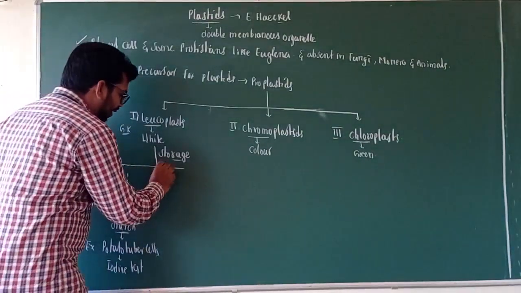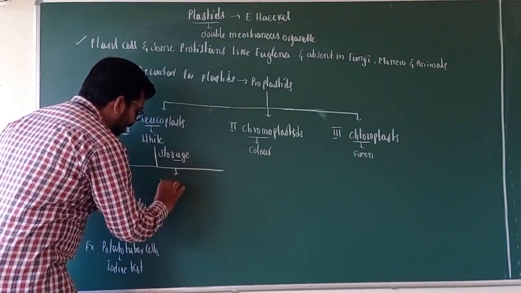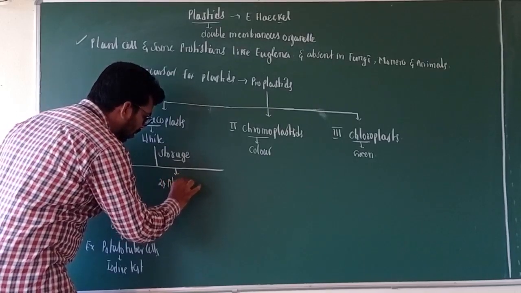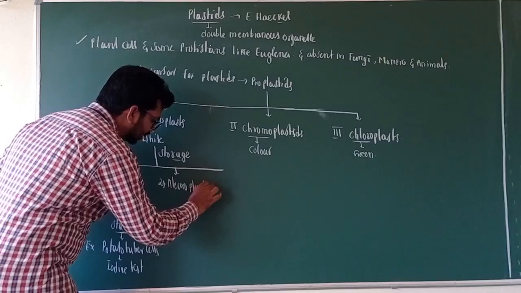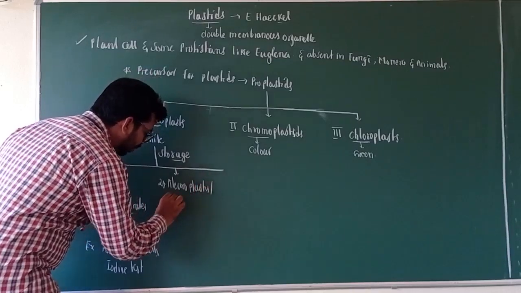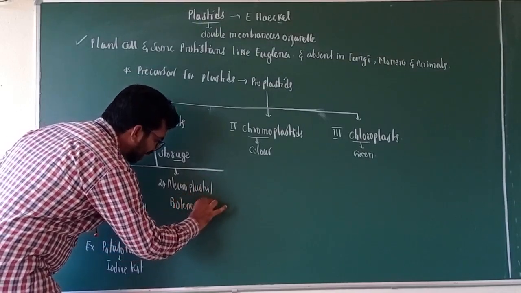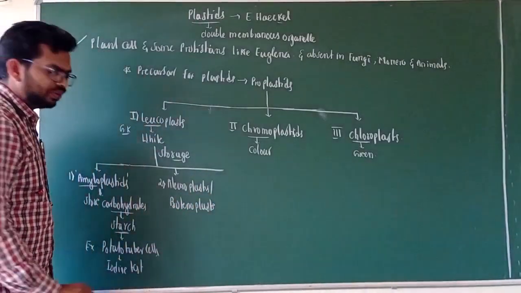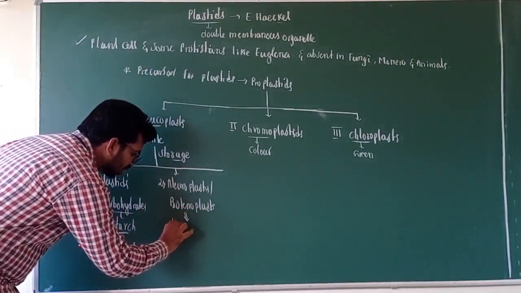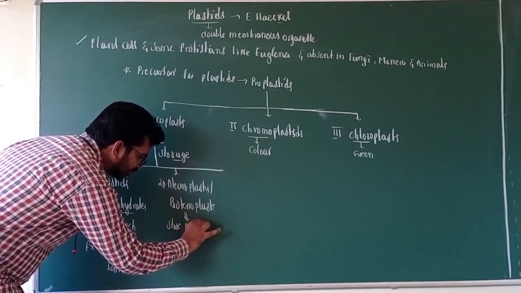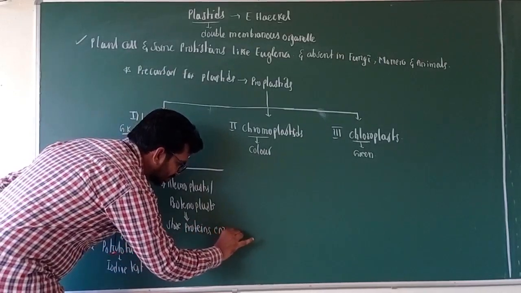And the next category of plastid is which one, children? The second one is aleuroplasts, or we can also call them proteinoplasts. Mainly they store what, especially the proteins. They store proteins. Those proteins may be stored in the form of enzymes.